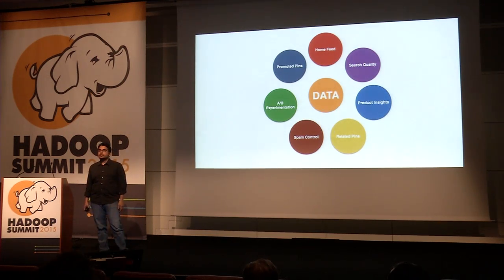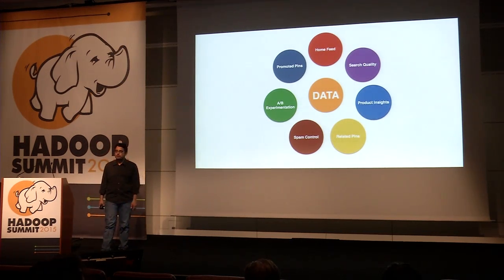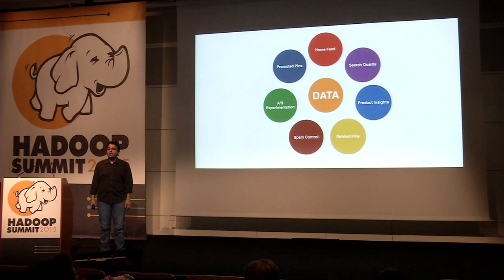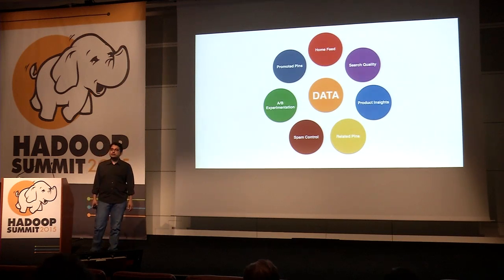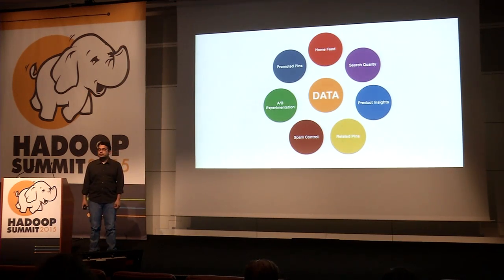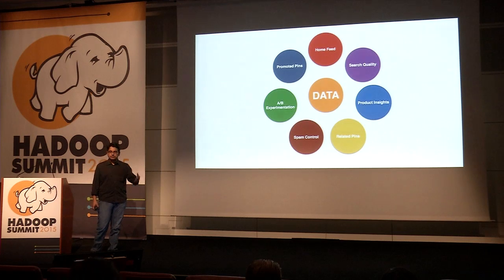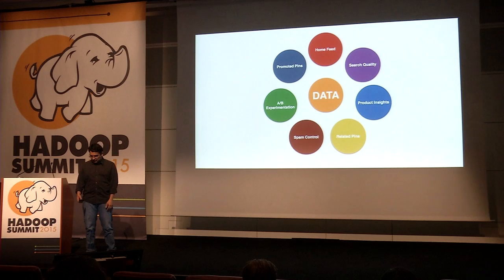A large portion of the data pipeline runs on Hadoop. Our search index creation happens on Hadoop. So do our promoted pins, which are basically advertisements on Pinterest. And then we use Hadoop for our A/B experimentation pipelines, computing our business metrics, our spam control, and a lot of stuff.